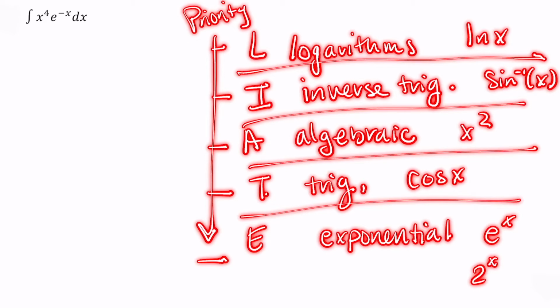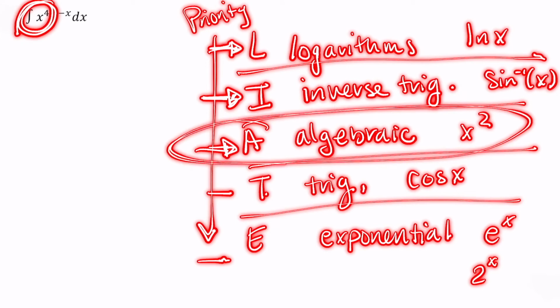So looking at this list in front of us, which should be my u? The x to the fourth or the e to the x? Is it a logarithm? No. Let's keep going. Do I have any inverse trigs? Nope. Do I have something algebraic? I do. X to the fourth is algebraic, so I'm going to stop here. I no longer need to look further down on this table. Let's take u equals x to the fourth, and my dv is equal to e to the negative x dx.